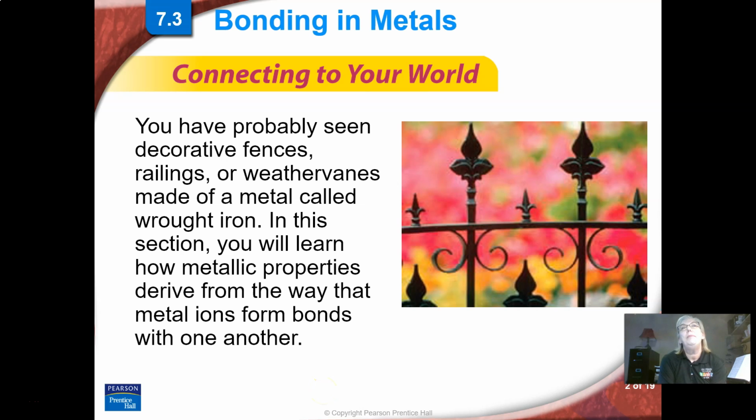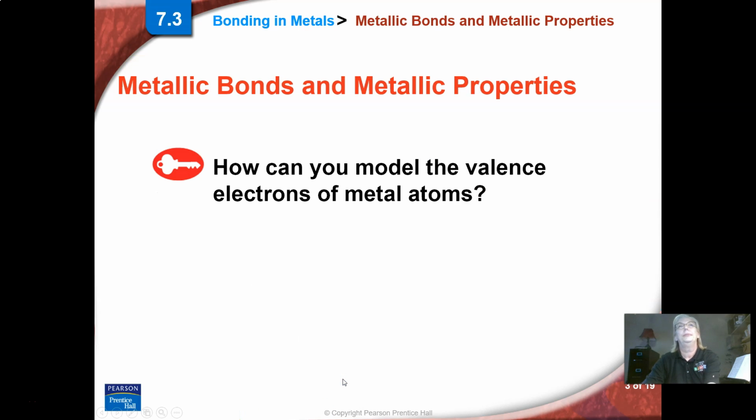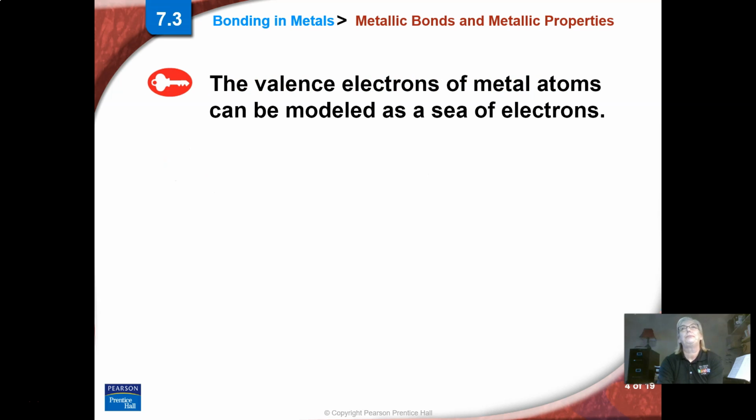Okay, this section is about bonding in metals, so you know what different metals are. So we're going to talk about metallic properties. So how can we model the valence electrons in metal atoms? They're a little different than what we've been talking about so far. I kind of think of metals as a sponge, and so let's talk about that analogy.